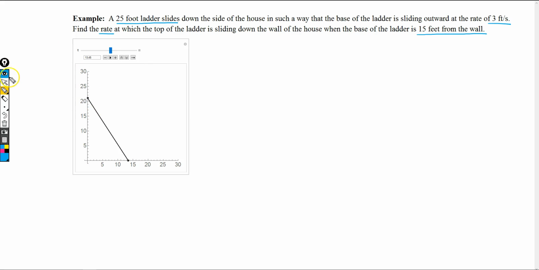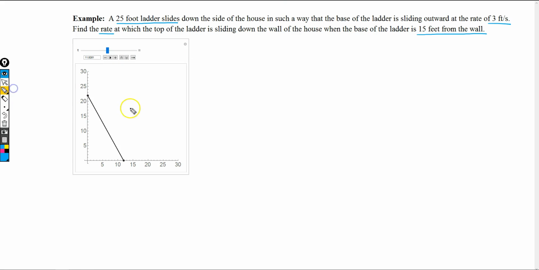Now what we have for this problem is a ladder here, and the base of the ladder is sliding outward and the top of the ladder is sliding down, so something that looks like this. Okay, so you see the base is sliding outward, the top slides down, and we want to find how fast the top of the ladder is sliding down the wall of the house at a particular point when the base is 15 feet from the wall of the house. So this is our picture, and let's label the variables.